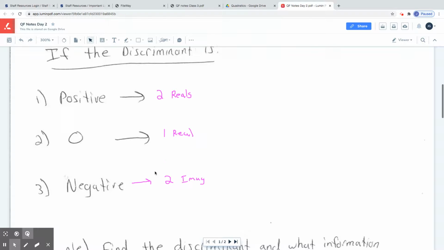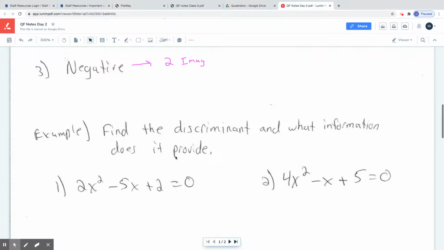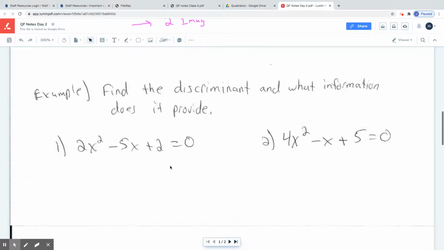Now, an example here: find the discriminant and what information it provides. What I want you to do right now is answer for this one, 2x squared minus 5x plus 2. Find the discriminant, and then based off of the discriminant, say whether it's two reals, one real, or two imaginaries. Try that for number 1 and for number 2 right now.